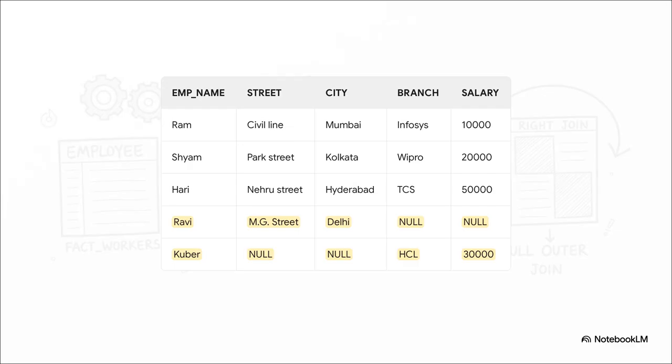And here it is, the complete picture. We've got our perfect matches, we've got Ravi from the left table with his nulls on the right, and we've got Kuber from the right table with his nulls on the left. Finally, every single piece of data from our original tables is now represented.